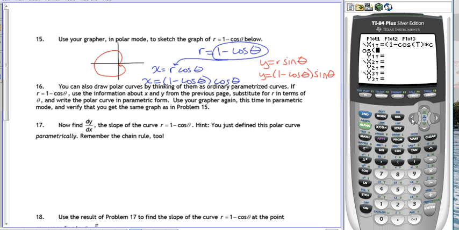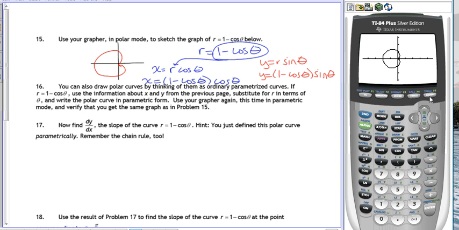Oops, I lost a parenthesis. Apologize, you need a second parenthesis right there. So that's my x, and then I'm going to plug in my y. 1 minus cosine theta again. I'm going to remember my parenthesis this time. And then times sine theta. So once we've got this, we're going to go ahead and hit graph again. And we get the exact same graph we had, this little cardioid graph.